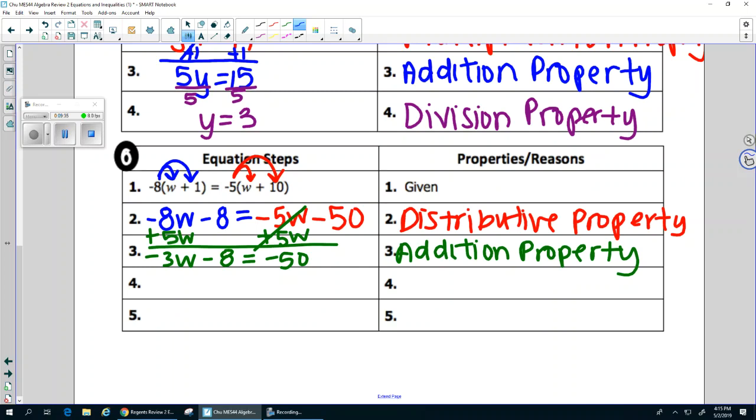Okay, let's keep going. Let's move the negative 8 to the other side by adding 8 to both sides. I get negative 3w is going to be equal to negative 42. And since I added, again, this is still going to be the addition property.